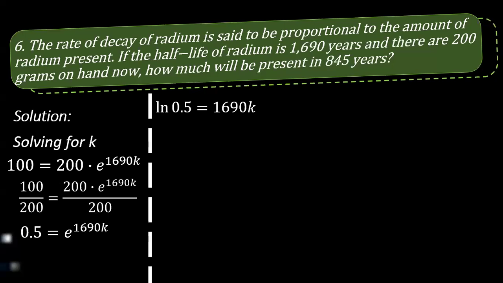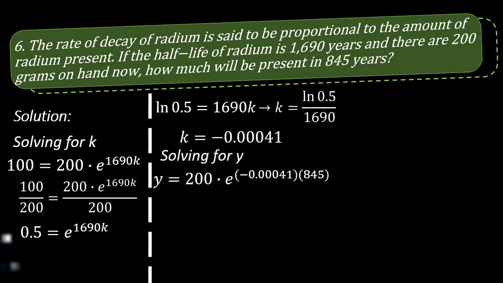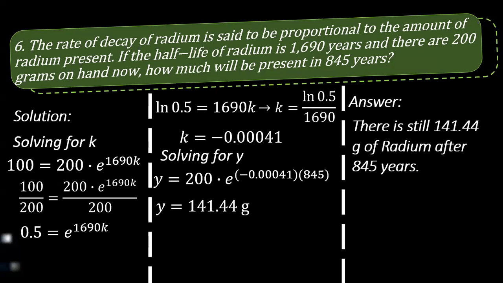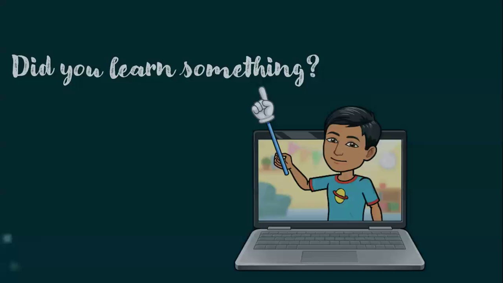So in short, you just follow this process. And then k is ln of 0.5 divided by 1690. And you will get a k value. Substituting it after 845 years, we'll have 845 times your k value. And then we'll have y is equal to 141.44 grams. For the final answer, there is still 141.44 grams of radium after 845 years.